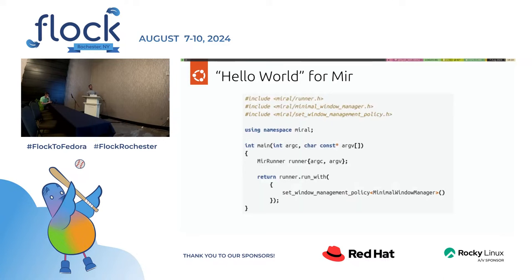So yeah, just to show you how easy Mir is to use, here's a little hello world for Mir. If you build this code, obviously you need a CMake file and a make file and stuff. You'll have a floating window manager that you could just open up windows, drag them around, minimize them, maximize them. And from there, you could just go crazy, do whatever you want.